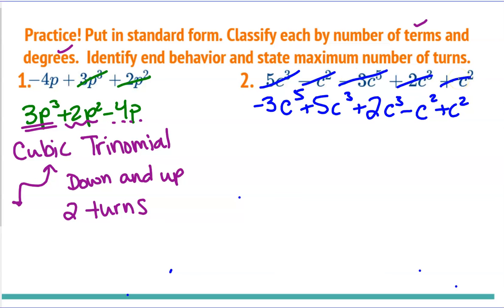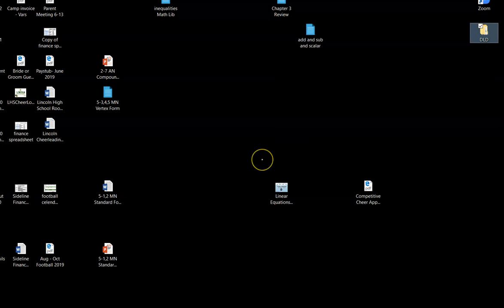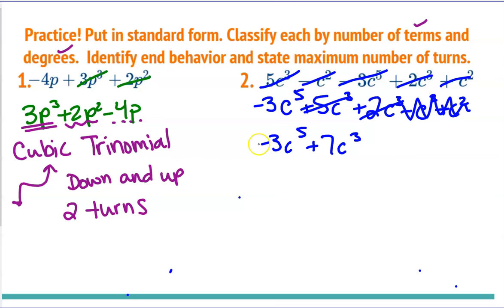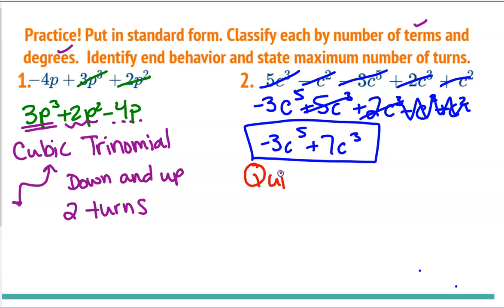This one is special, guys. I see some like terms going on. So negative 3c to the 5th stays, but look, 5c cubed and 2c cubed are like terms. I'm going to combine them to give me 7c cubed. And then here, negative c squared plus c squared, well, those cancel out completely. So our standard form is actually just going to be negative 3c to the 5th plus 7c cubed. All right, so highest degree is a 5. This is called a quintic. And I see that I have 2 different pieces, so this is a quintic binomial.